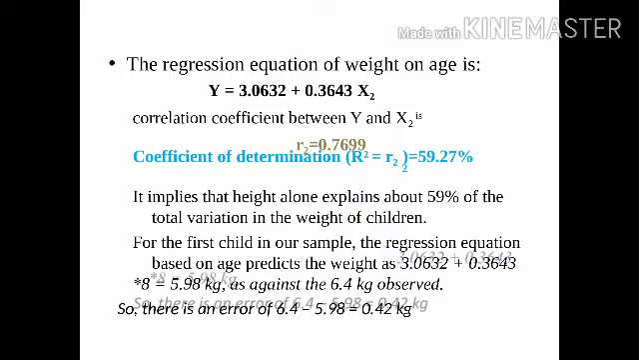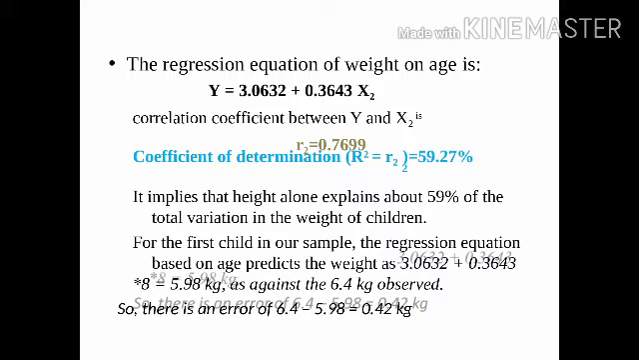The correlation coefficient between y and x2, that is weight and age, is r2 equal to 0.7699, which is a moderately high positive correlation. The corresponding coefficient of determination, the square of the correlation coefficient, is 59.27%. It implies that age alone explains about 59% of the total variation in the weight of children.